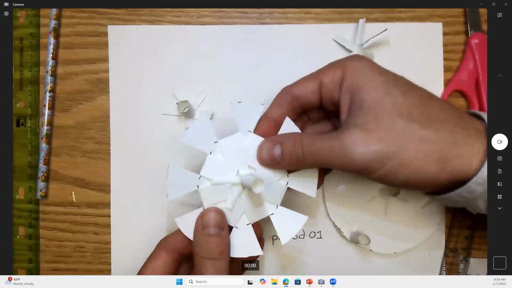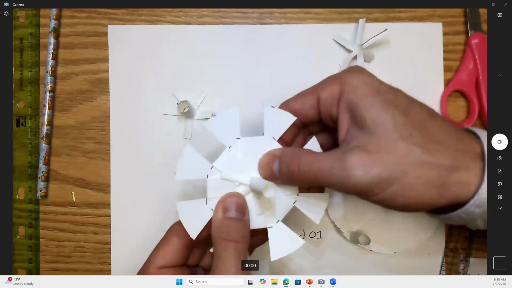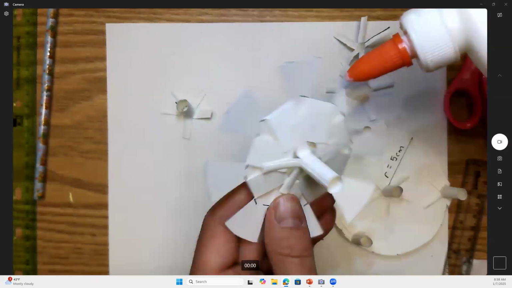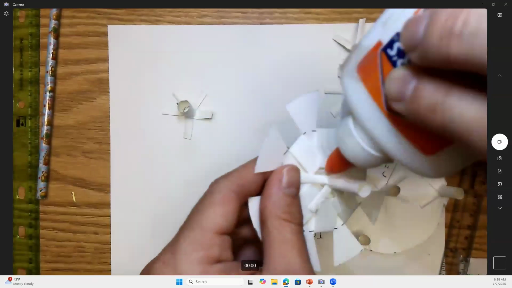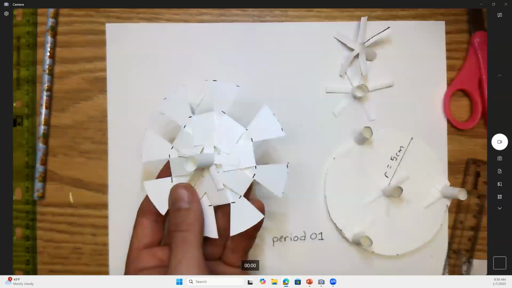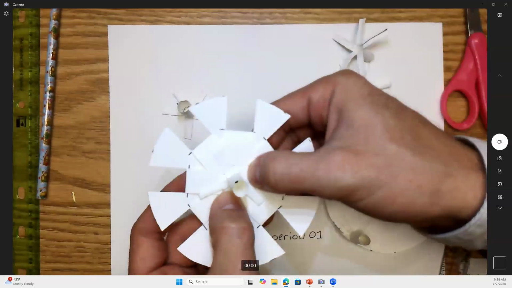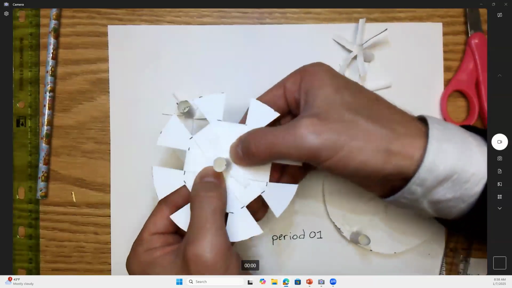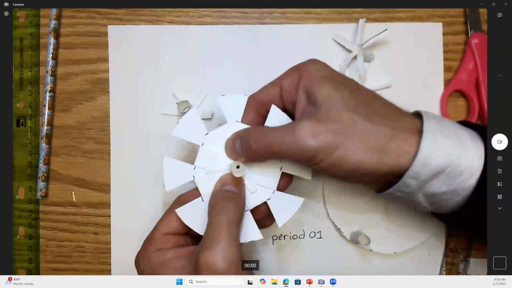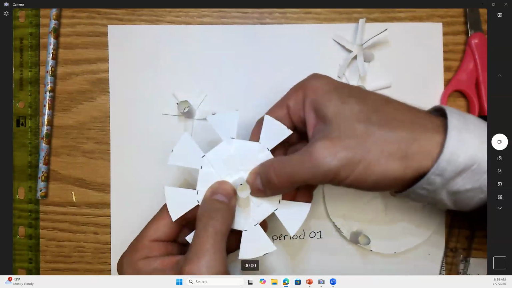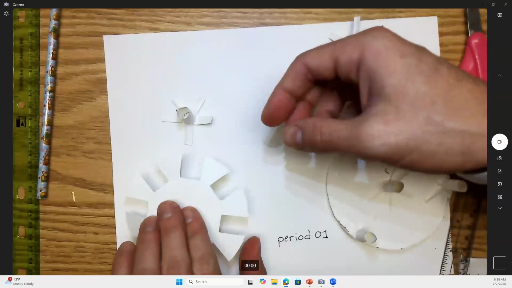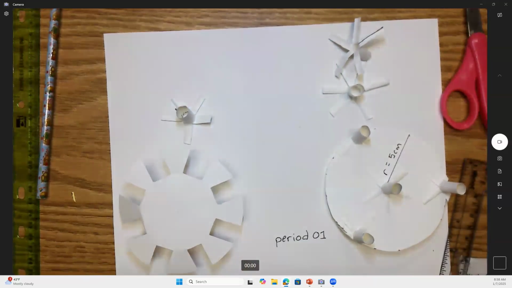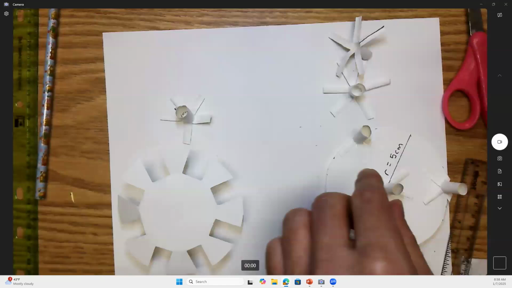All right. Throwing a little more glue here. Get that to work any better. That'll be pretty good. Oh yeah, look at that. It's balanced. Balanced right there. Okay. Same story for this one.